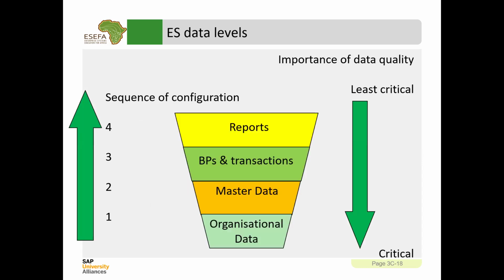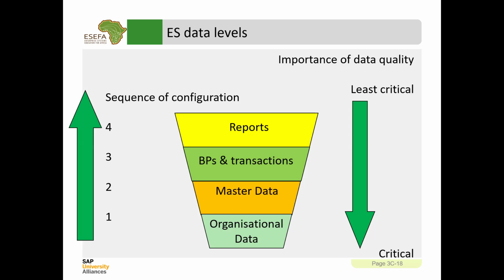So for the ES data, this is like the sequence. So there's a sequence of configuration. Reports are aggregated into business process or transaction data. Business or process transaction data are aggregated into master data. So master data are aggregated into organizational data. That's the sequence from report to transaction to master to organizational data. So the reverse shows the criticality of the information that is available.